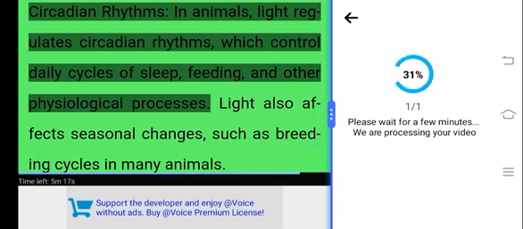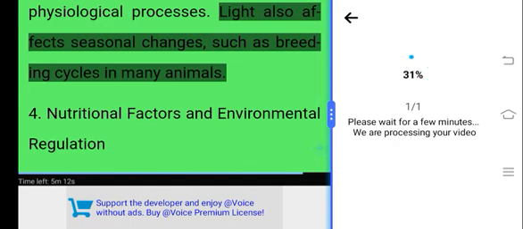Circadian rhythms. In animals, light regulates circadian rhythms, which control daily cycles of sleep, feeding, and other physiological processes. Light also affects seasonal changes, such as breeding cycles in many animals.